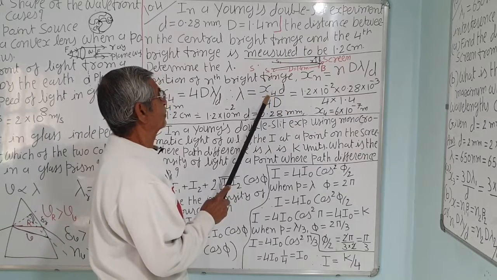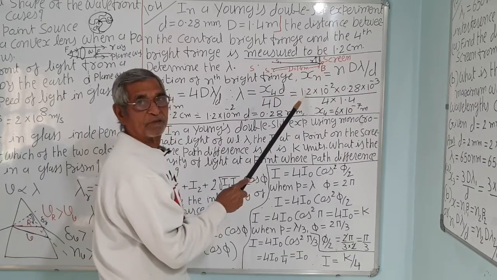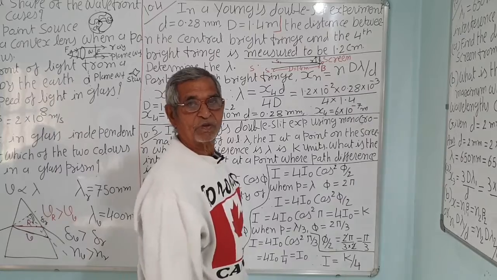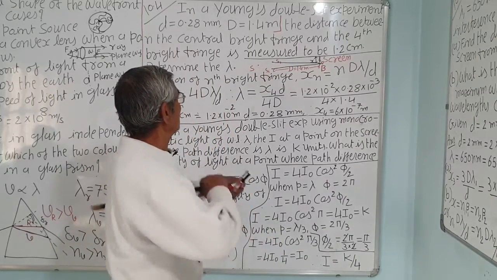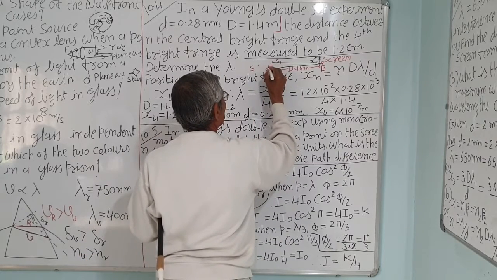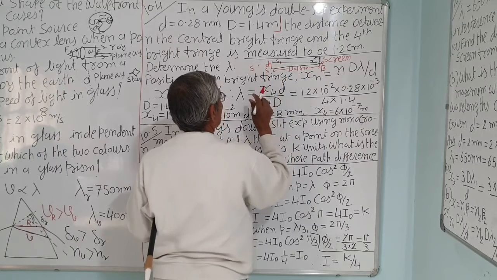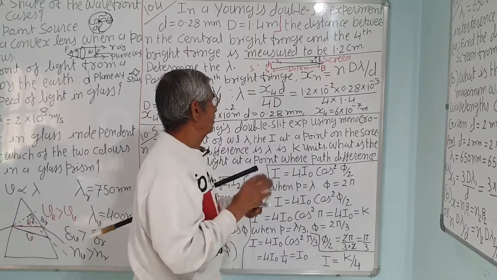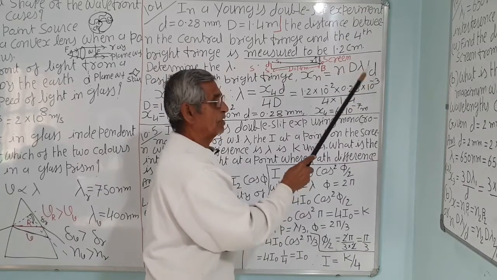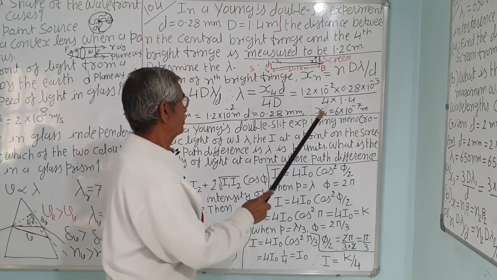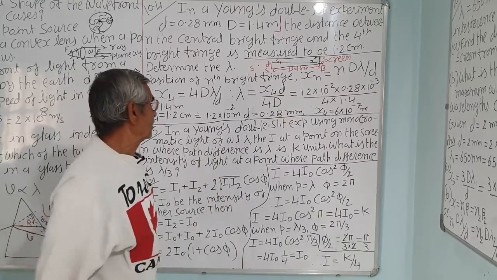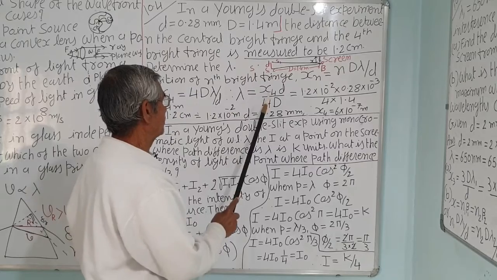x4, that is the fourth fringe, is 1.2 centimeter, that is 1.2 into 10 raised to minus 2 meter, into small d, the distance between the two slits S1 and S2. This separation is small d, correct? You know already. So d is in millimeter, so 0.28 into 10 to the minus 3 meters, upon 4 D, D is in meters, so 4 into 1.4, the D is 1.4 meter. Introduce the values and calculate this.